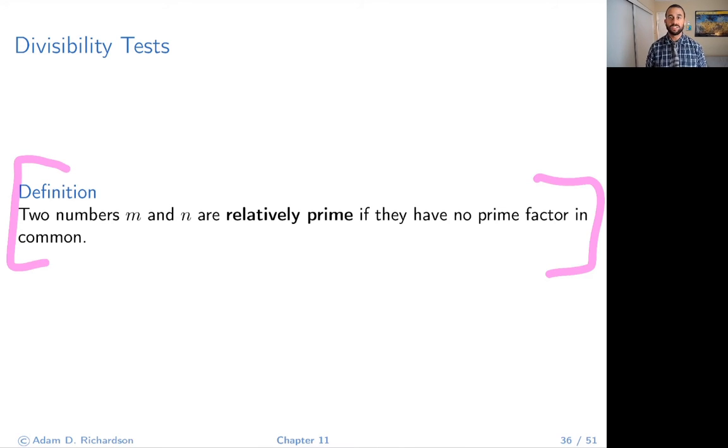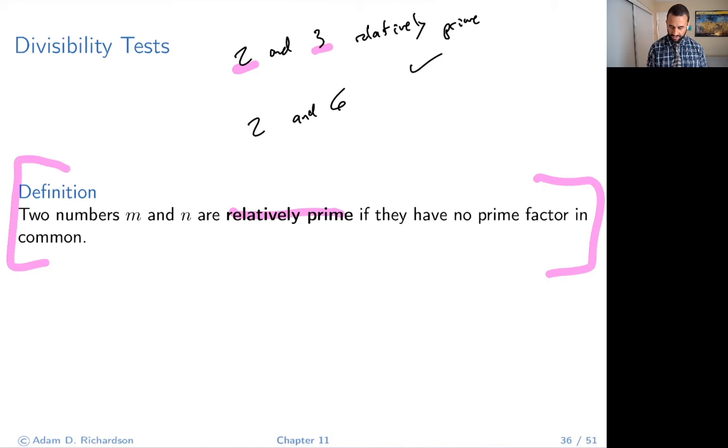We say that two numbers m and n are relatively prime if they have no prime factor in common. I'll give you an example. 2 and 3 are relatively prime because they don't share any factors in common. However, 2 and 6 are not relatively prime because 6 is equal to 2 times 3. And so they share a common factor. That means they're not relatively prime.